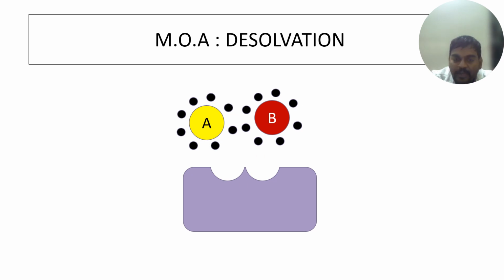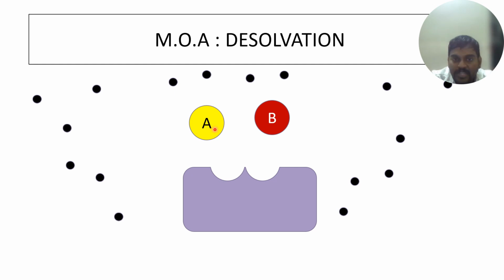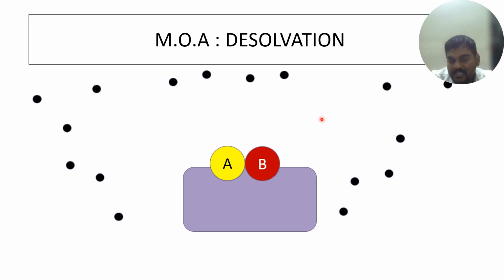That action will be done by the enzyme. So enzyme will remove the water shell so that substrate A and substrate B will combine to form product and that will be released. So the energy which is required to remove the water shell will be provided by the enzyme. So that energy is saved. That is one of the entropic effects.